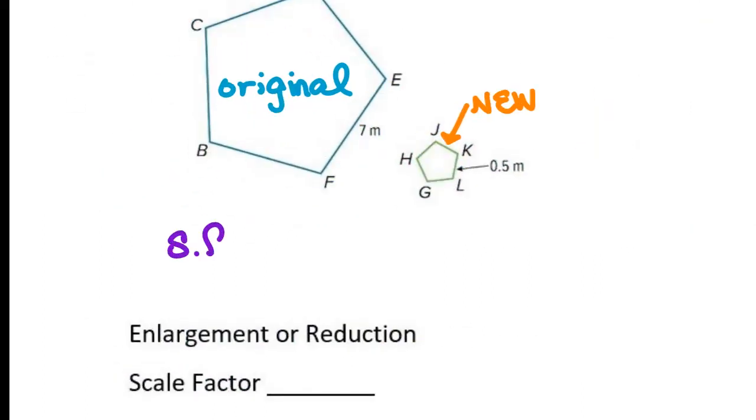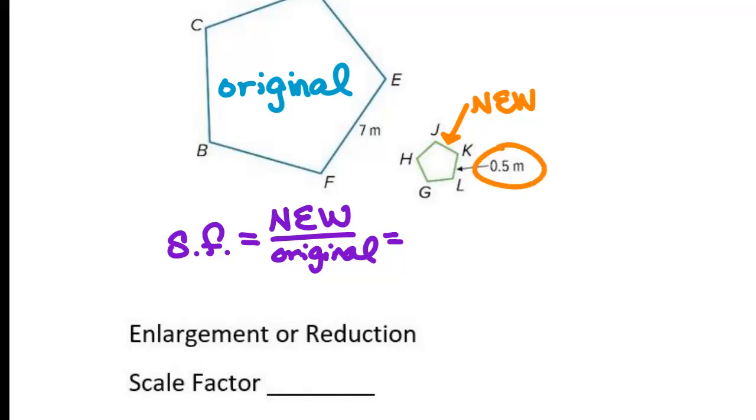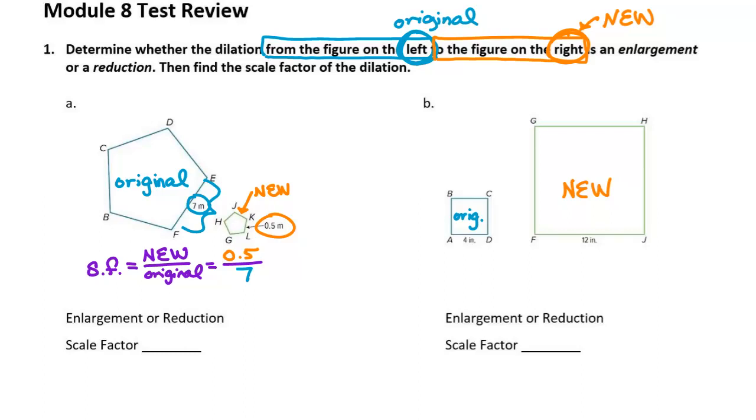All right, now we need scale factor. Scale factor is equal to new over original. Well, the only thing I know about this new pentagon is 0.5 meters. So that's got to go up in my numerator. And the only measurement that I have on the original is this side right here where it says it is 7 meters. So I could write that down as my scale factor, 0.5 over 7.